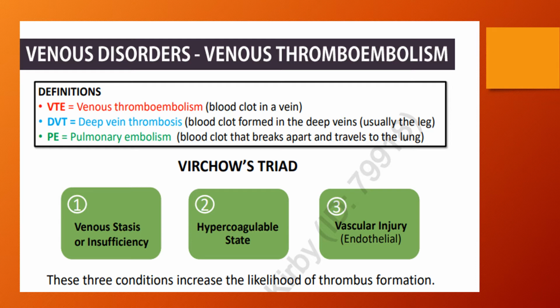And vascular injury. So vascular injury could be from hyperglycemia, so having large levels of glucose in your blood vessels will irritate the blood vessels and cause damage to the blood vessels. It could also be from hyperlipidemia, so large levels of lipids in your blood vessels will damage your blood vessels as well. So with these three combinations, it's called Virchow's triad, and it makes the person more likely to develop a thrombus or clot.